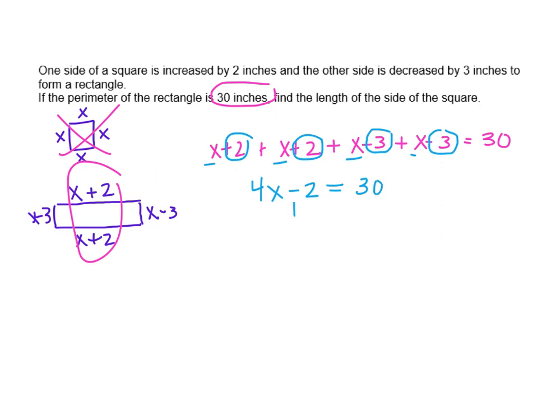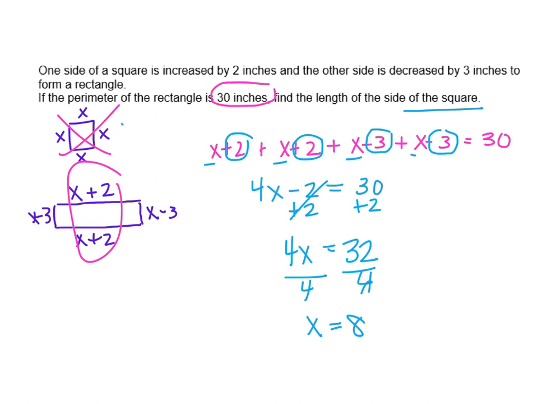And then you solve. We're going to add 2 to both sides. So 4x equals 32. Divide by 4. And we get x equals 8. Then it says find the length of the side of the square. Well, our square, we said, has a length of x. And I think we're in inches, right? So 8 inches is the length of the square.